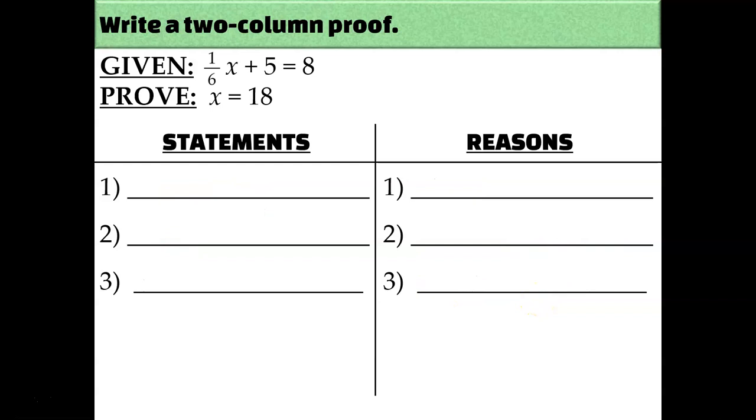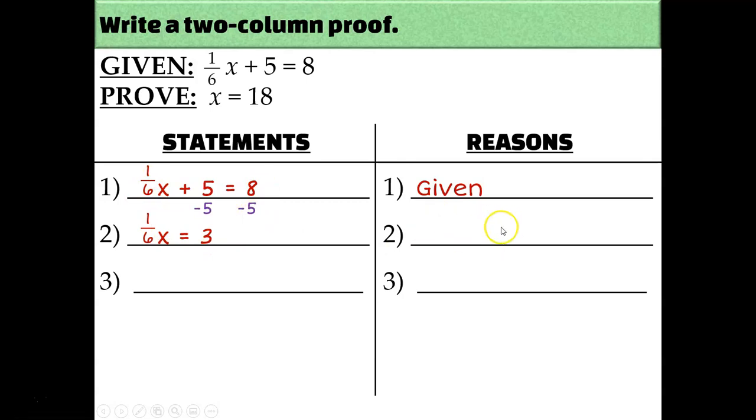Our next proof has a fraction, but no need to freak out, I promise it'll be fine. Copy down your given, write the word given. The first step is always the easiest. And from here we just need to solve. Our first step thankfully doesn't involve the fraction at all. My first step is just to subtract 5 from both sides. So I get 1/6 x equals 3.